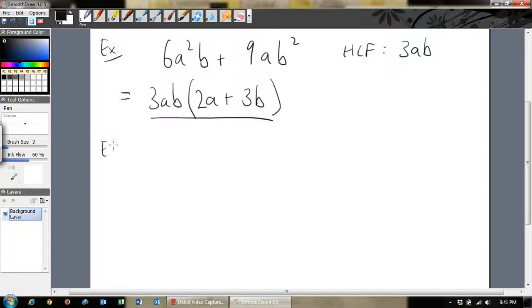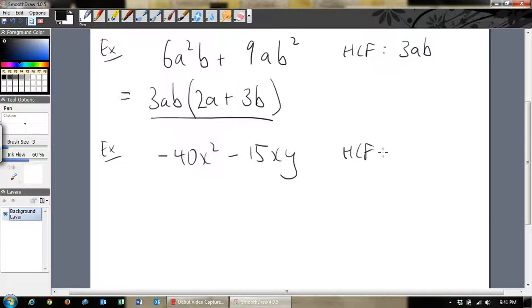I think I've got time, so I better just do one more example because examples here are just critical. Let's just do a negative, yucky one. Negative 40x squared minus 15xy. Okay, let's try this one.